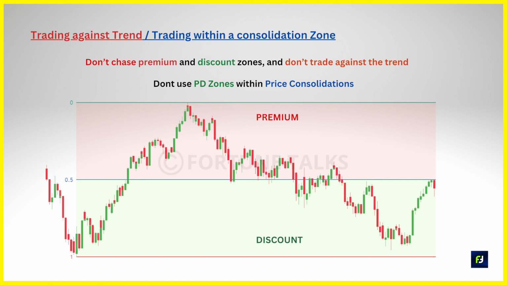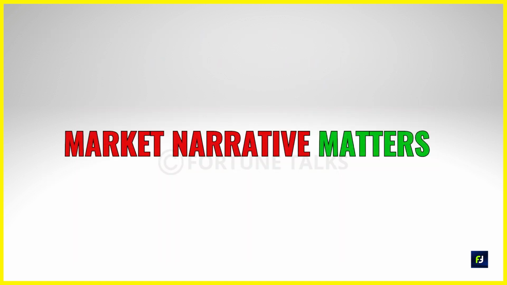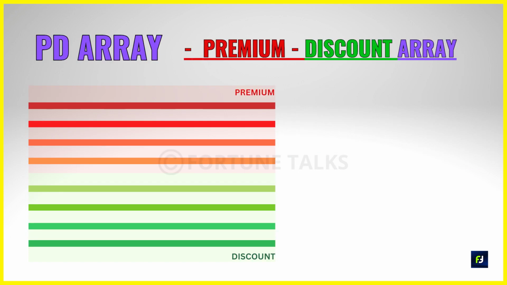So it is important to note that there is no real magic in premium and discount Fibonacci tool. What matters most is the narrative, the story that the market is telling. Only with a clear understanding of the narrative can you use this zone as a framework for trading. This is where the significance of PD arrays come into play. PD arrays stands for premium and discount arrays. This is a central concept in SMC.